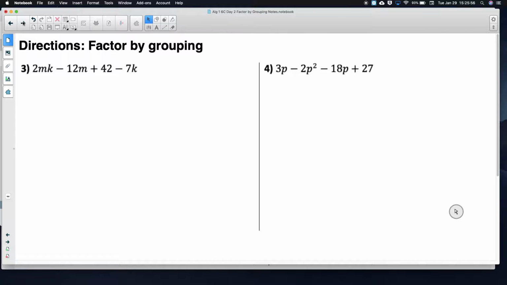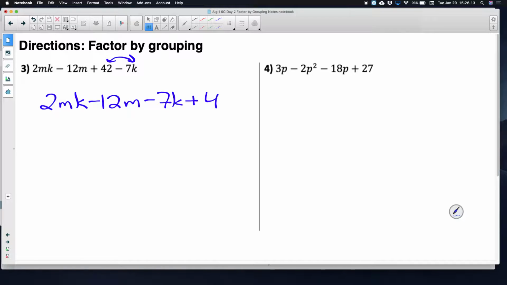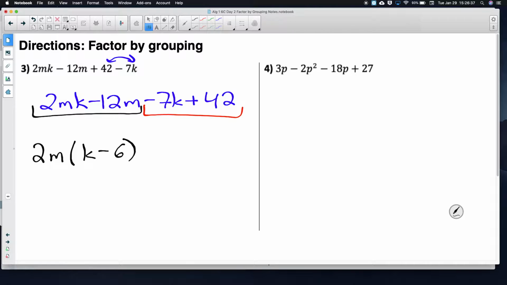Is this in descending order? Well, not quite. If you'll notice, 42 is trying to jump ahead of negative 7k. So I need to flip-flop these. Before I start factor by grouping, I need to flip-flop 42 and negative 7k. And then, let's group them together. Let's group our first 2 terms, and let's group our last 2 terms. So, in the first 2 terms, 2mk and negative 12m, what goes into both of those? 2m, and I'm left with k minus 6.